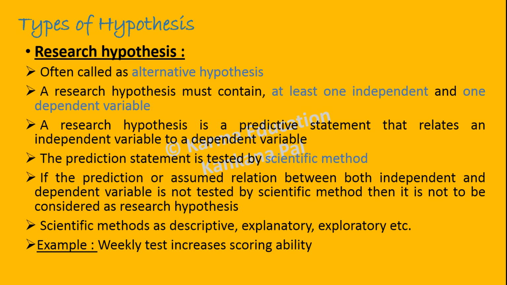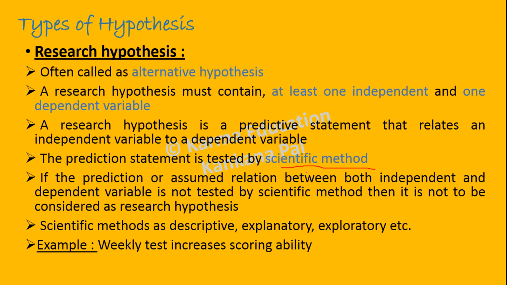First is research hypothesis. Research hypothesis is often called alternative hypothesis. A research hypothesis must contain at least one independent and one dependent variable. The number of variables may increase in research hypothesis, right? A research hypothesis is a predictive statement that relates an independent variable to a dependent variable. And the prediction statement is tested by scientific method. This is the main thing of research hypothesis, that the prediction statement is tested by scientific method.